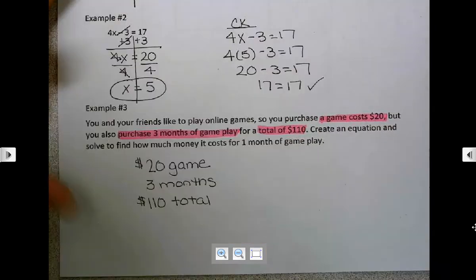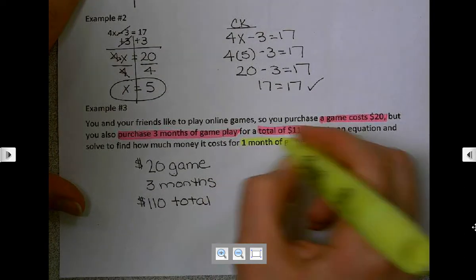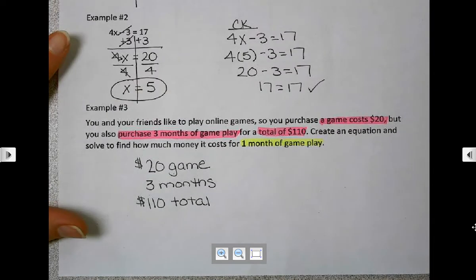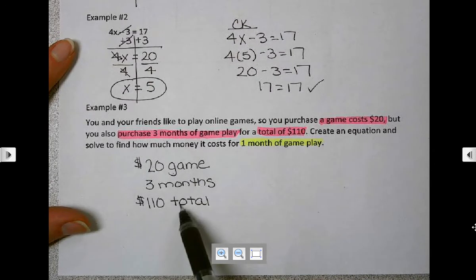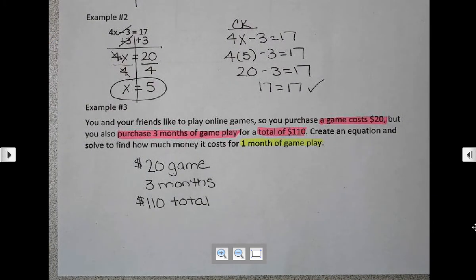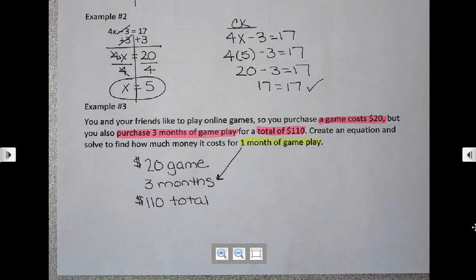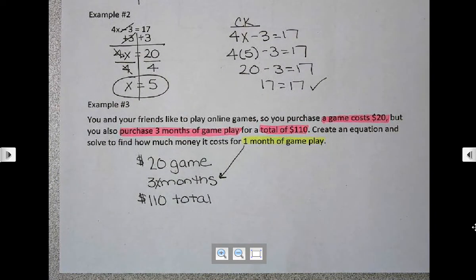$110 total. So now we have to create an equation using this information and solve to figure out how much money it costs for 1 month of gameplay. What we do not know is how much 1 month of gameplay costs, and that is our unknown. So we're going to look at our information and figure out which one of these deals with the unknown, the month. We're talking about 3 months and we want to know 1 month. So our variable or unknown is going to go with the 3 months.